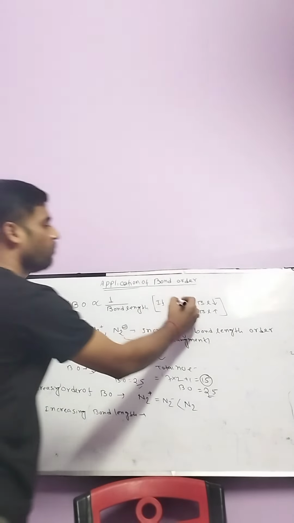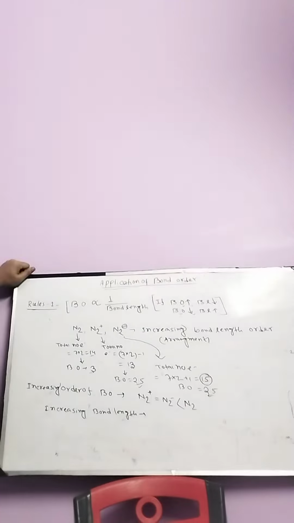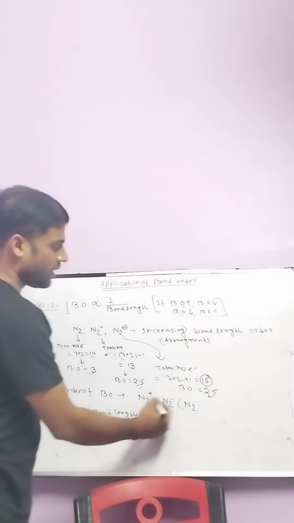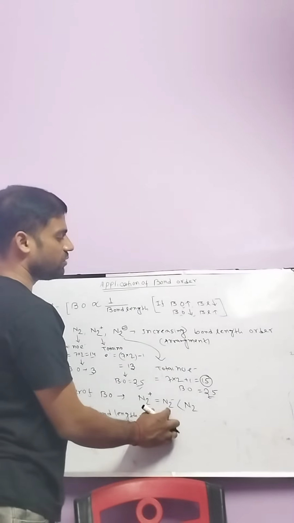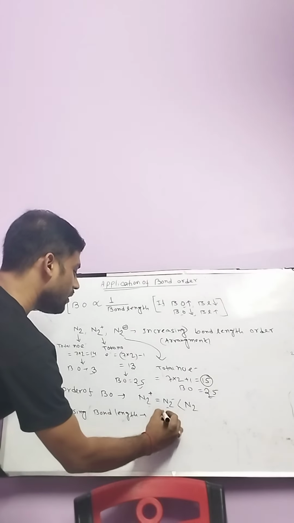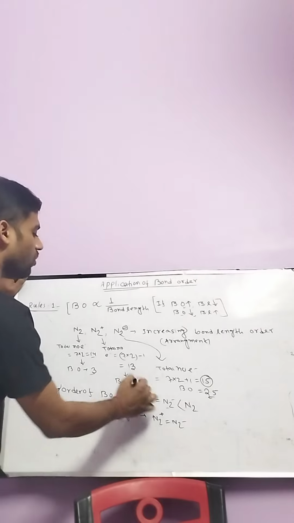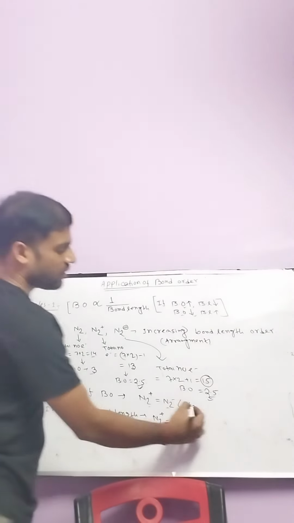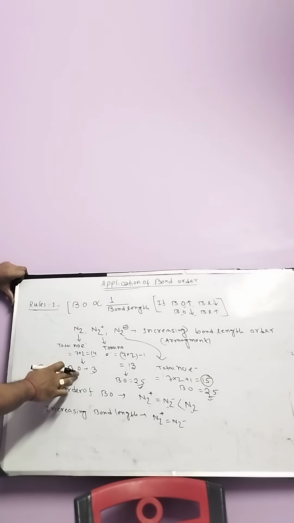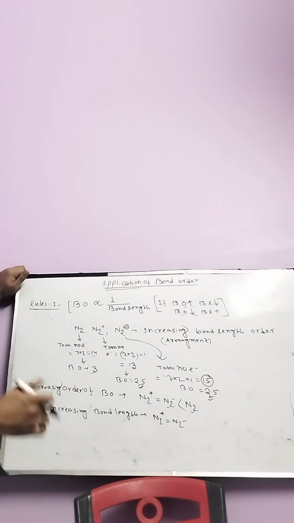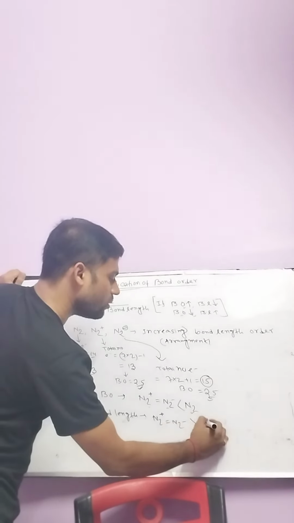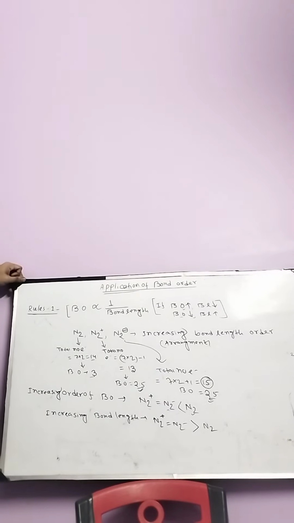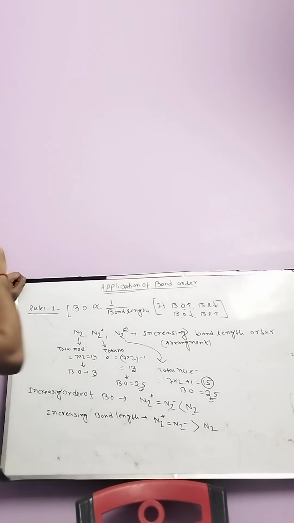We know that if bond order increases, then bond length decreases. For N2 plus and N2 minus, the bond orders are equal, 2.5 and 2.5, so the bond lengths are also equal: N2 plus is equal to N2 minus. But N2 has the maximum bond order of 3, so it has the lowest bond length because of the inverse relation. Maximum bond order, minimum bond length. This is the first application of bond length and bond order.